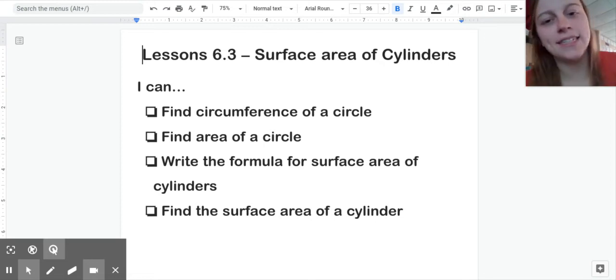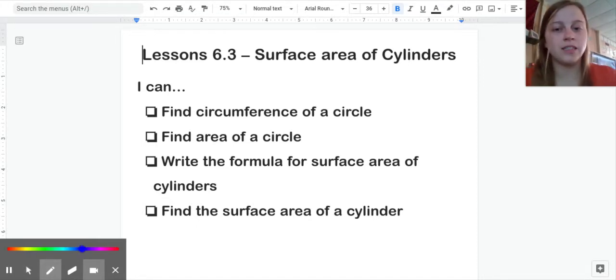Hey Math 7 guys, today we are learning about surface area of cylinders. Please make sure that you title your notes. Lesson 6.3, surface area of cylinders. Our checklist for today is: I can find a circumference of a circle, find area of a circle, write the formula for cylinders, and find the surface area of cylinders.